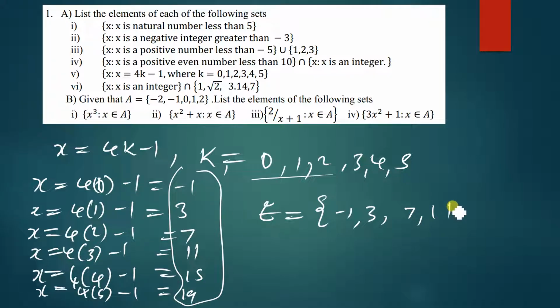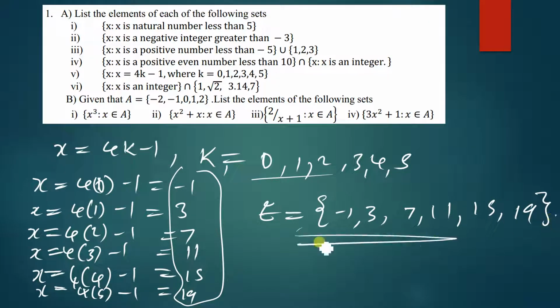I think we've forgotten something. When k is 1, this will be 4 times 1. That's 4 minus 1, 3. 4 times 2, 8 minus 1, 7. 4 times 3, 12 minus 1, 11. I think it's okay. I thought maybe we've skipped one number there. So 11, 15, 19. So this is our set E. Let's quickly move on to the next question.